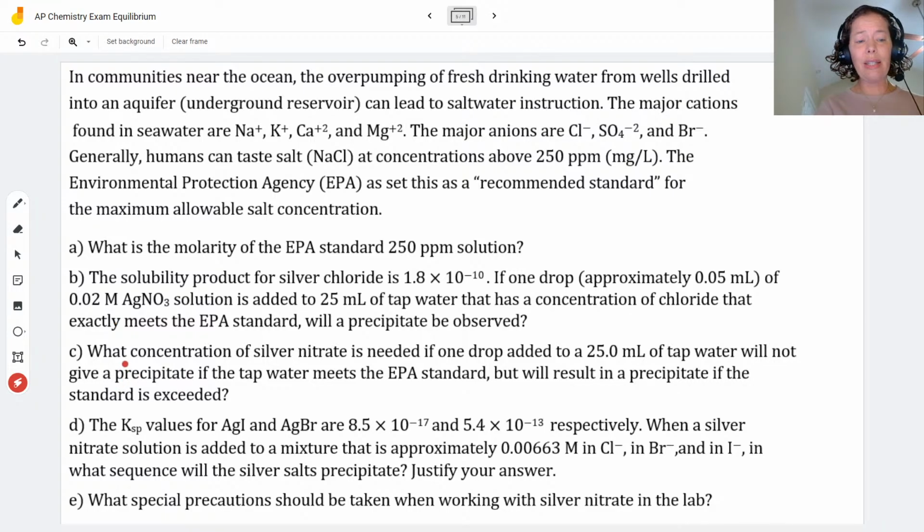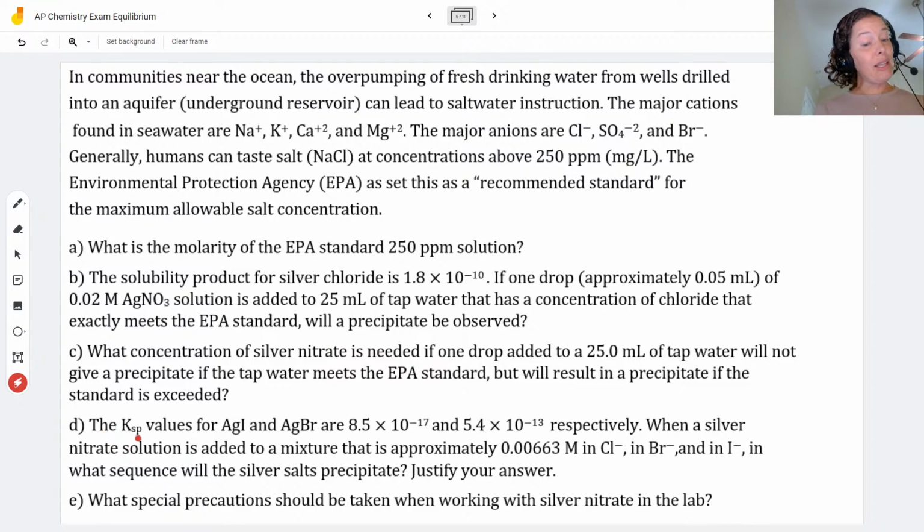Okay, so part C is what concentration of silver nitrate is needed if 1 drop added to a 25 milliliter tap water sample will not give a precipitate if the tap water meets the EPA standard, but will result in a precipitate if the standard is exceeded. Again, I wish they had broken this up into more sentences to make this clear, but what they're really asking is what concentration of silver nitrate you need so you can test a sample of water. So you can add 1 drop of silver nitrate, and if it exceeds the limit, you form a precipitate, and if it doesn't exceed the limit, you won't form a precipitate. So they're looking for that tipping point for part C.